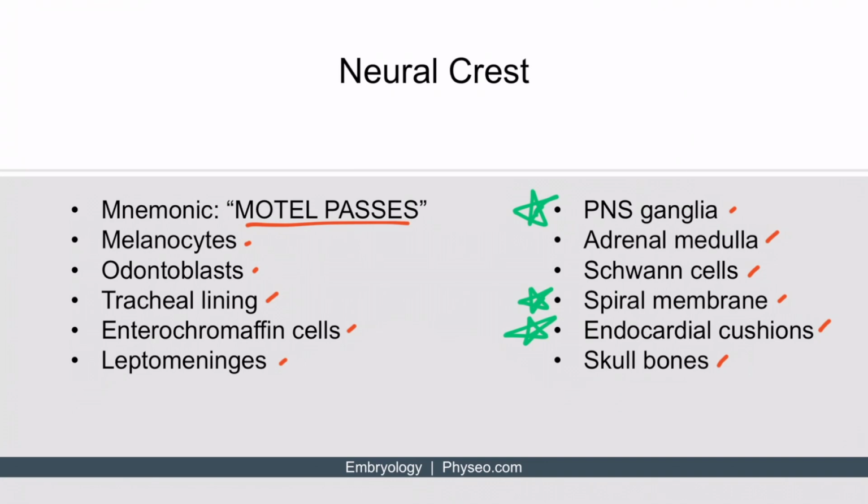The spiral membrane and endocardial cushions are embryonic heart structures, and when defective can result in congenital cardiac diseases, such as tetralogy of Fallot and septal defects. I discuss these in much more detail in the cardiac embryology lecture. So if I were in your shoes, I would spend my time focusing on these, as these are probably the most clinically relevant. All right, now that we've covered the material, let's review with a question.